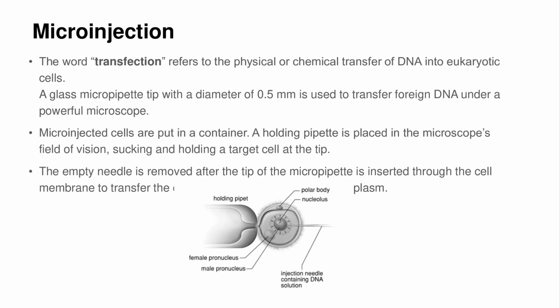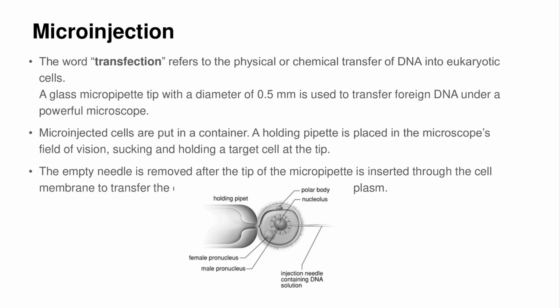And it is a method of transfection, which refers to the chemical or physical transfer of DNA into eukaryotic cells. A micropipette tip with a diameter of 0.5 mm is used to transfer foreign DNA under a powerful microscope. Microinjected cells are put in a container. A holding pipette is placed in the microscope field of vision.